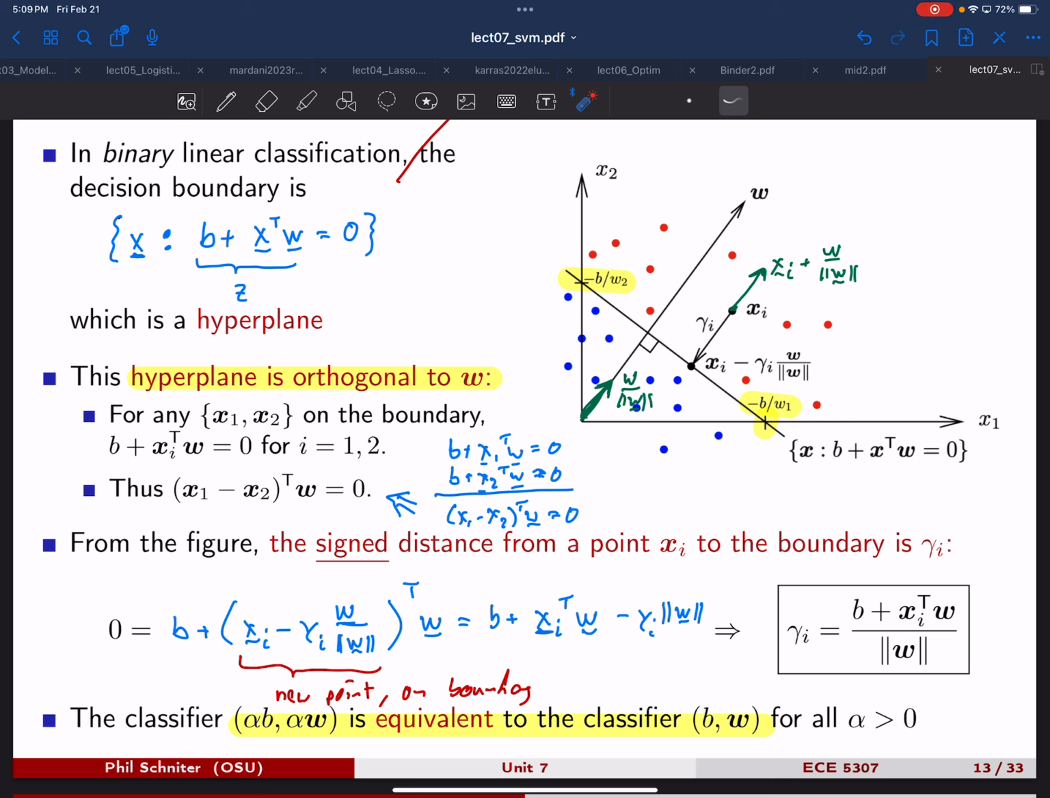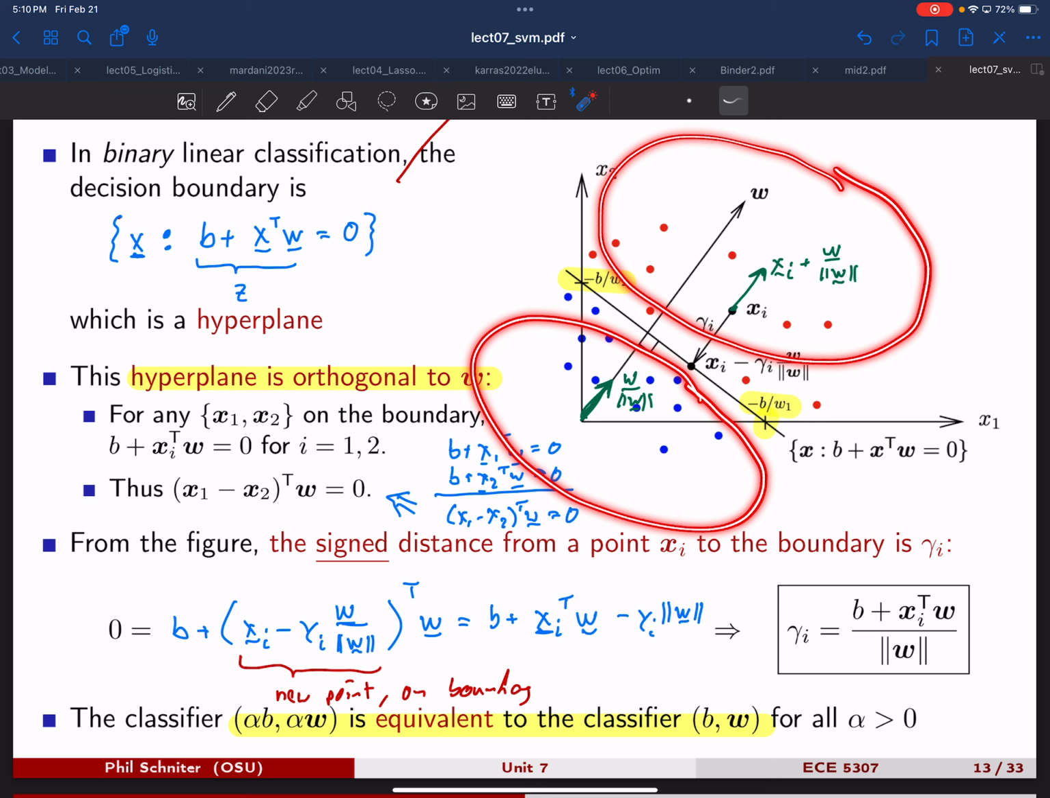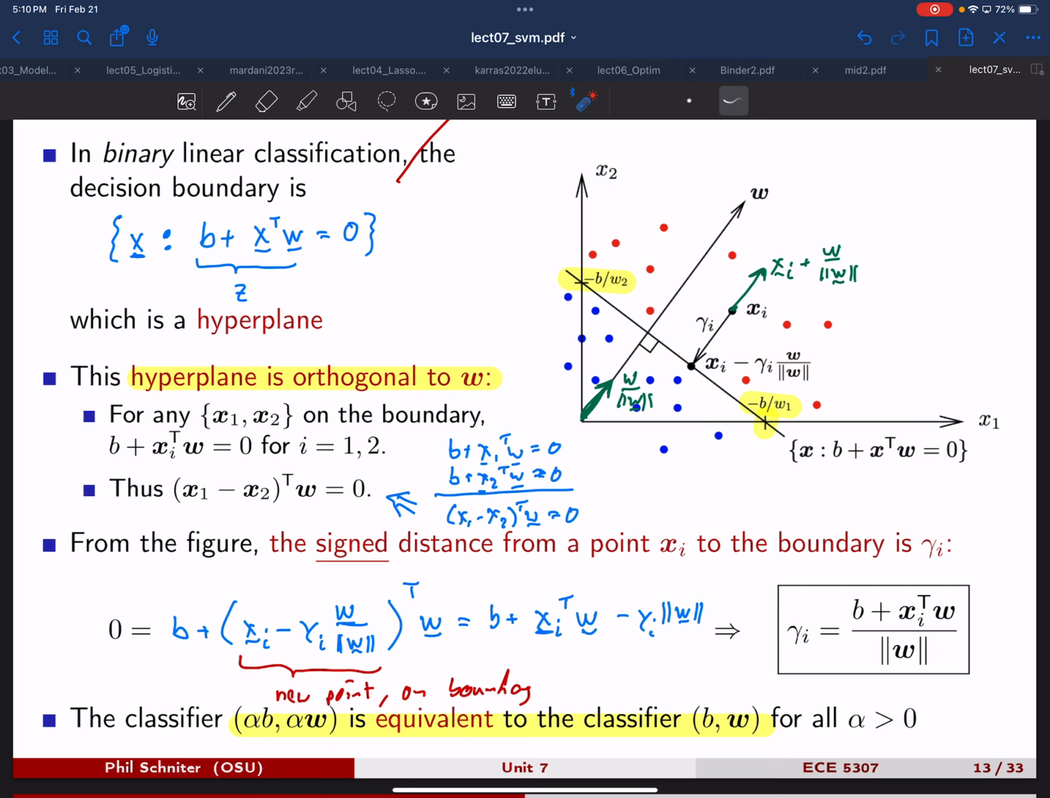But if I have a negative alpha, what's going to happen is I'm going to change the sign of this, which means essentially I'm going to be changing, for example, if I start out by saying these are positive scores, these are negative scores, and you flip the sign on b and w, you end up flipping what you mean by positive and negative scores. So we don't want to do that. We don't want to flip polarity. We just want to keep alpha positive. But basically, for any positive alpha, we're going to get a classifier that's essentially equivalent, has the same boundary.